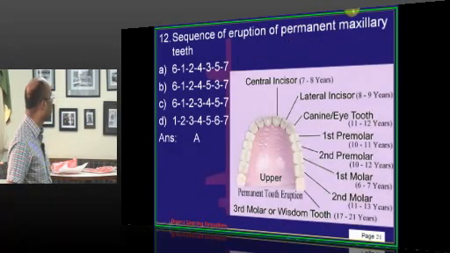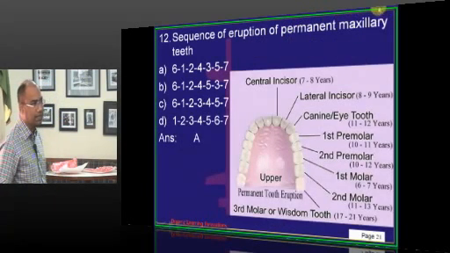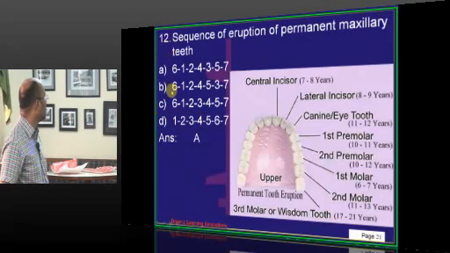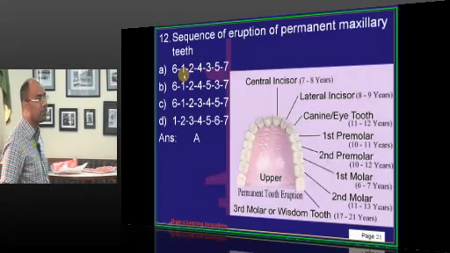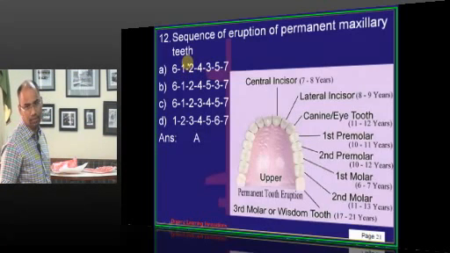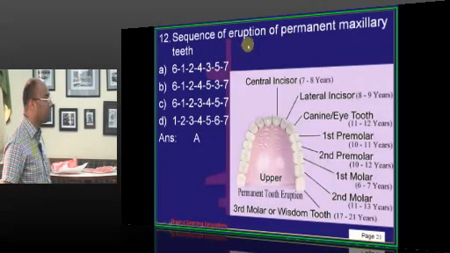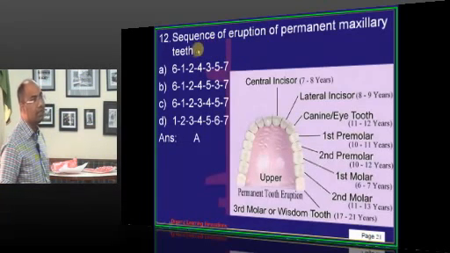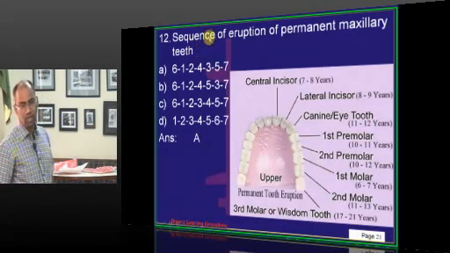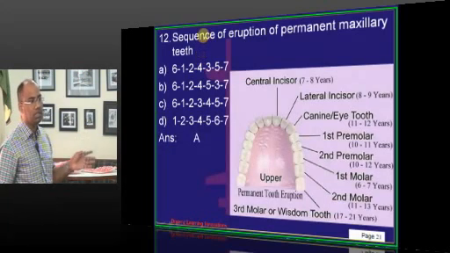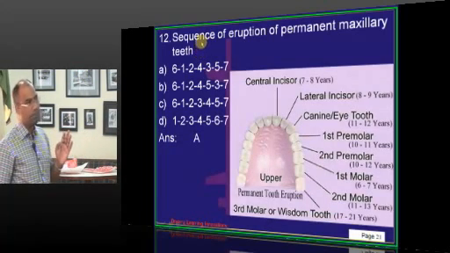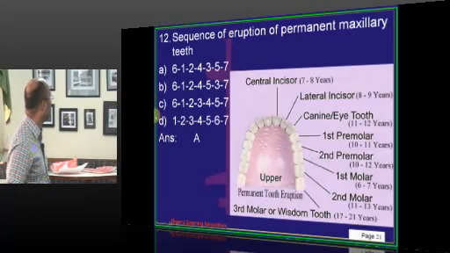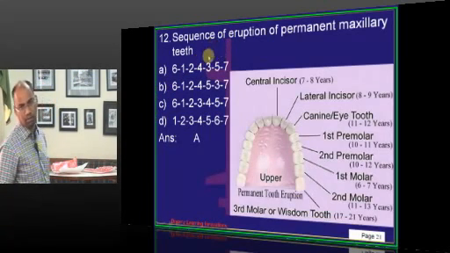And the sequence of eruption in the permanent maxillary dentition is 6, 1, 2. Instead of the canine, it is the first premolar which erupts earlier, followed by 5 and 7. Sometimes it is 6, 1, 2, 4, 5, 3, 7. After both the premolars, the canine erupts. But the majority of times it is first premolar followed by canine and then the second premolar.